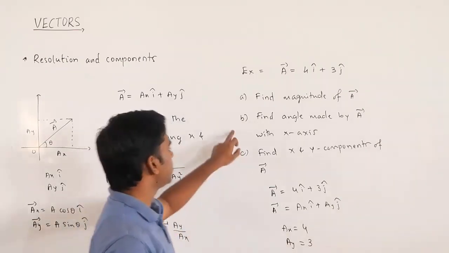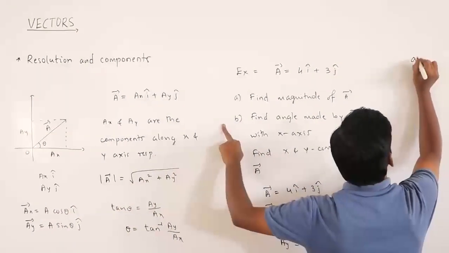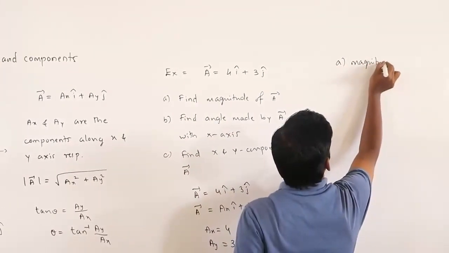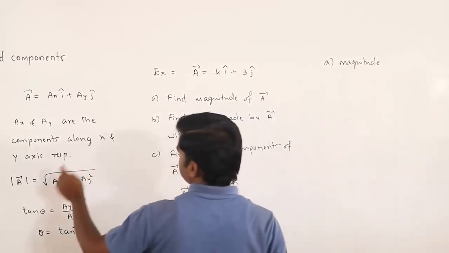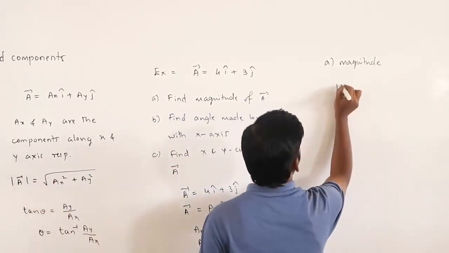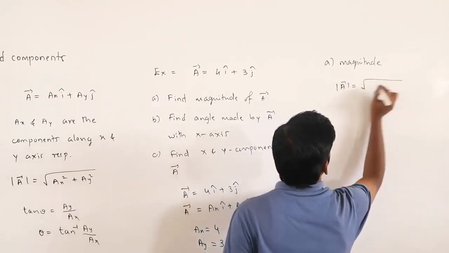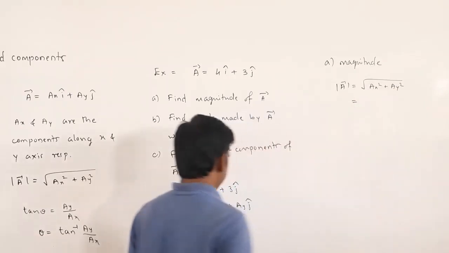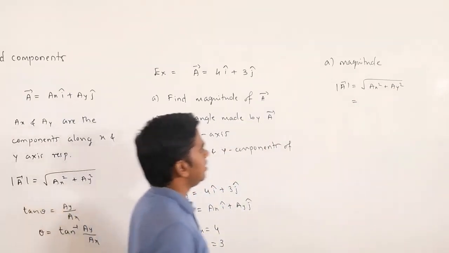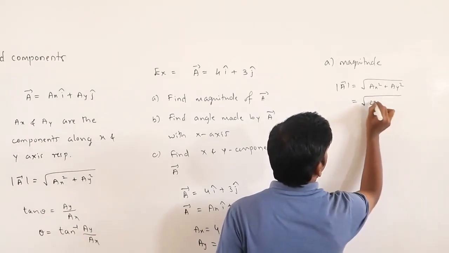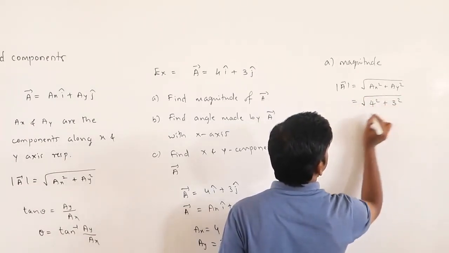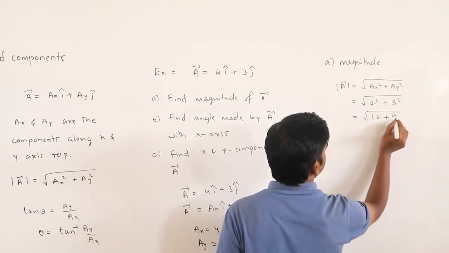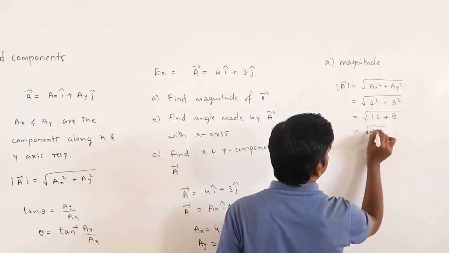So the first question they are asking is the magnitude of vector A. What is the formula? Magnitude of vector A is equal to root of ax square plus ay square. What is ax? Ax is 4, ay is 3. So root of 4 square plus 3 square: 4 square means 16, 3 square means 9, so this will become root of 25.